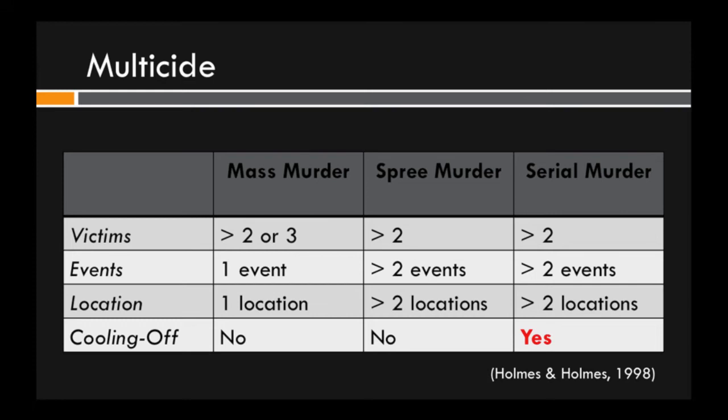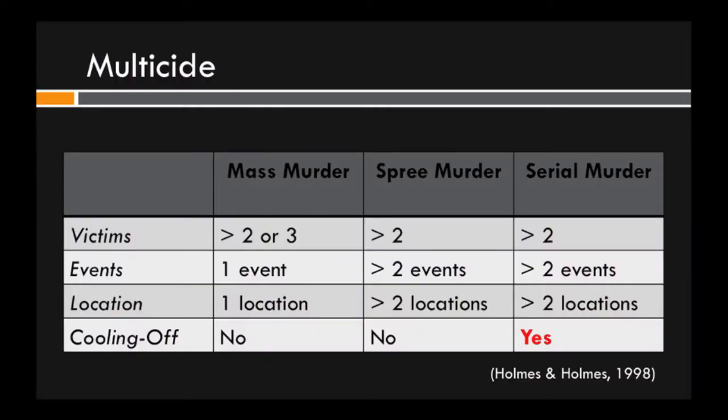The first dimension is victims, okay? So mass murderers generally kill at least 3 people. There's a great deal of controversy in the literature surrounding this, so that's why I put greater than 2 or 3, just if you're wondering. Spree murder, serial murder, again defined as people who kill 3 or more people. Events. Mass murderer, someone who kills a whole bunch of people at once in one event, one location, no cooling off period, one emotional experience.